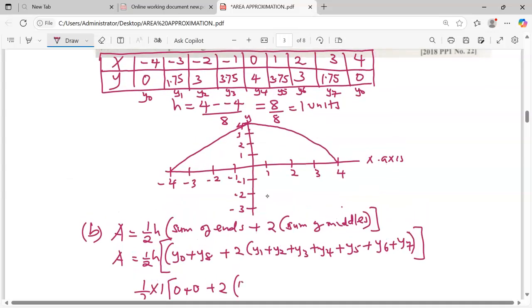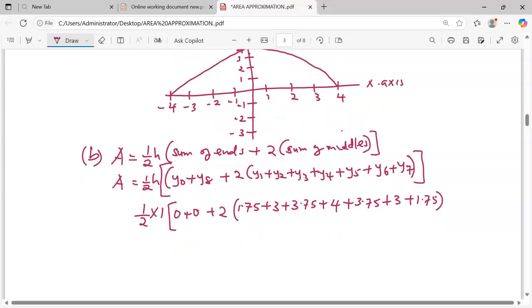y1 is 1.75 plus y2 is 3 plus y3, that is 3.75 plus y4, which is 4. y5 is 3.75 plus y6 is 3 plus y7 is 1.75. Once you have done that, you move down.